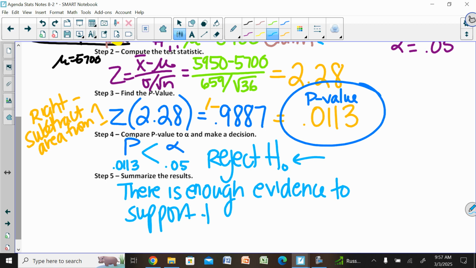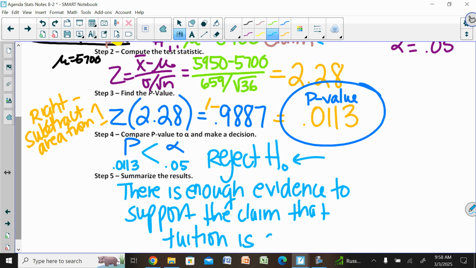To support the claim that tuition is greater than $5,700. This is where your ELA skills are really going to come in handy. 5,700, that's supposed to be a 5. And we have just completed our first hypothesis test. This is so exciting, and we are good.